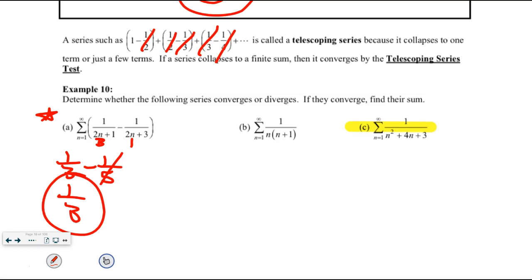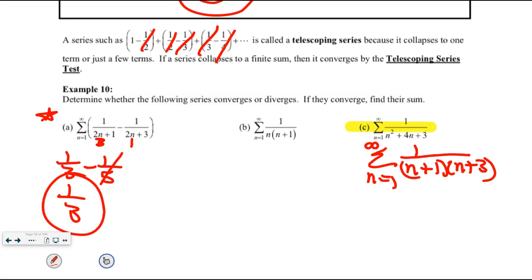This one, yes, I'll need to factor over here. Somebody said factor. You're right on letter C. Yes, I'm going to write that. Thank you. N plus 1 times n plus 3. All right, how do you think I'm going to be able to write it as a difference or sum so that things start to disappear?